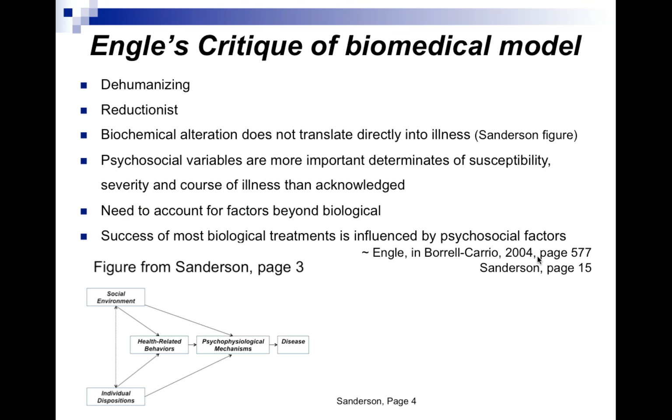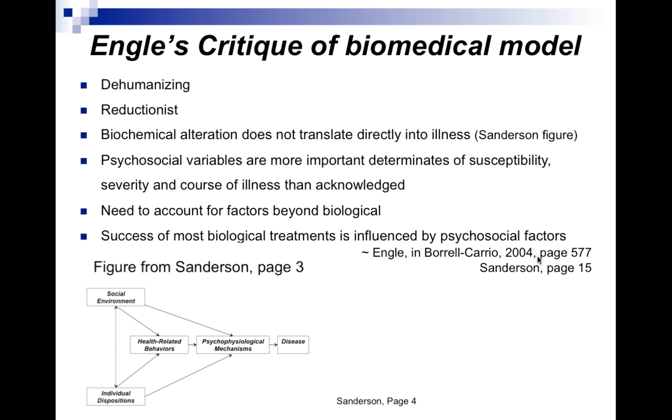The biomedical model was critiqued by psychiatrist George Engel, who pointed out that the biomedical model was dehumanizing. He felt that humans are more than their bodies, and that biological abnormalities do not shed light on the meaning of symptoms to individuals experiencing them. Engel also believed the model was reductionist. That is, he felt that biological factors alone could not account for health. In this regard, he believed the biochemical alteration does not translate directly into illness.